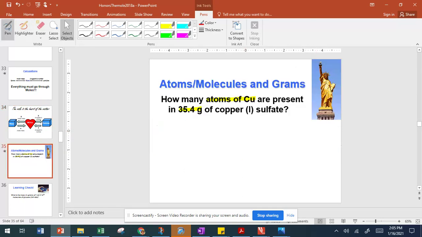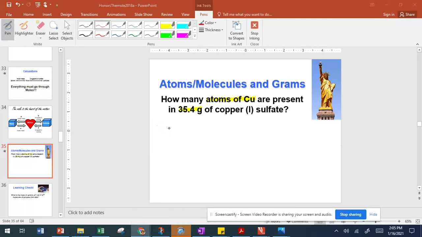And you can also think about this in terms of units. So we're starting with 35.4 grams of copper 1 sulfate, which is Cu2SO4. This will be over 1. And then we're going to divide that by the molar mass of copper 1 sulfate. So we're going to take 2 times 63.55 plus 32.07 plus 4 times 16. So this will give us 223.17 grams per 1 mole.